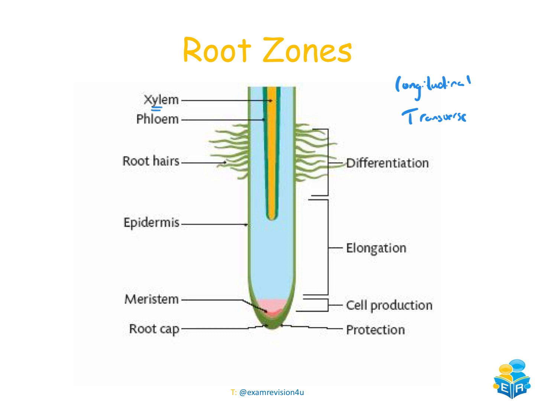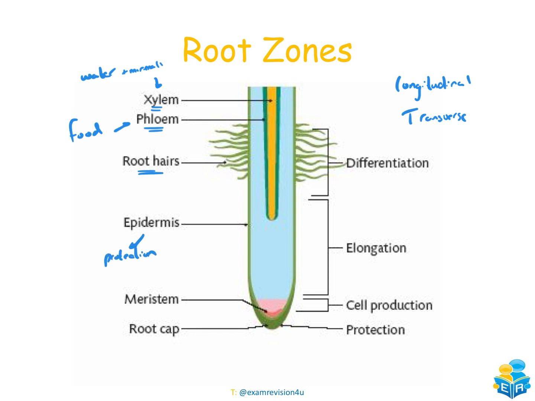So we have our xylem, which is responsible for transporting water and minerals. And we have our phloem, so an F sound in phloem, an F sound for food, so that's going to transport food. We have our root hairs, which we will come to in a couple of minutes. We have our epidermis, which is used for protection.